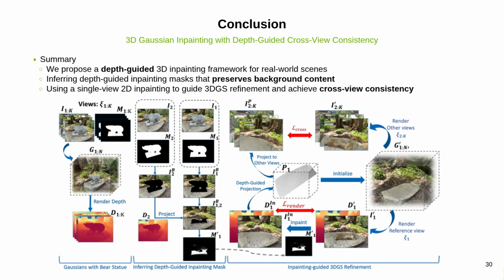In conclusion, we propose a depth-guided 3D inpainting framework for real-world scenes. By inferring depth-guided inpainting masks, we can preserve background content properly. And by using single-view 2D inpainting to guide 3DGS refinement, we achieve cross-view consistency for the final inpainted 3DGS model.